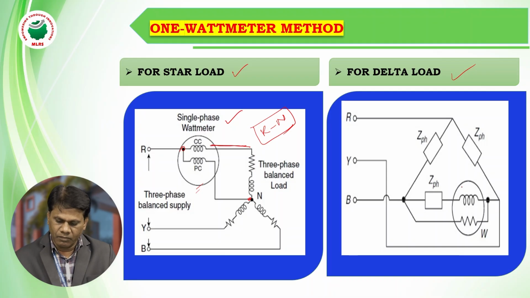The current coil of the wattmeter is connected in series with the line, in series with the phase, and the pressure coil is connected between that line and the load. So this is the connection for star connected load and delta connected load. The single wattmeter is connected in any one phase of a three-phase balanced or unbalanced load. Here, a three-phase balanced load is considered.